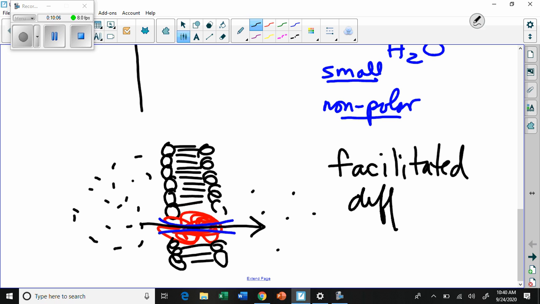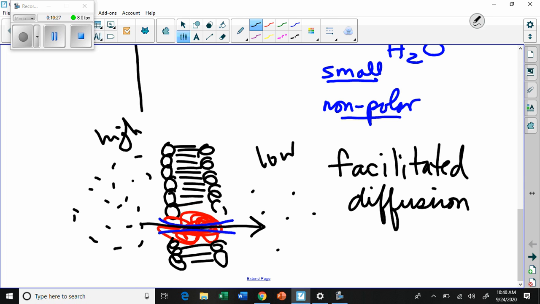It's still diffusion. It's still going from a high concentration to a low concentration, right? It's still following the gradient. It's doing it automatically. It's rolling. Essentially, what we're doing is we're taking this permeable membrane, we're poking a hole in it, and allowing the solute through. Now, how do you get the protein to do that?